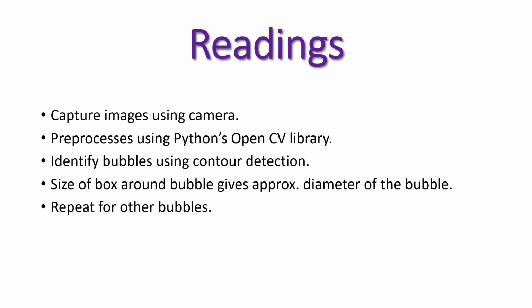Now, when the bubble formation starts, pictures are taken using a camera to determine the bubble size. The captured images are pre-processed in Python's OpenCV library with cropping, edge detection, and thresholding. Using contour detection, we can identify the contours of bubbles, which will ultimately help us identify the bubbles. Small contours, that is small sized bubbles, can be neglected as noise. By measuring the size of the bounding box around each bubble, we can measure the diameter of a bubble. Then the same process is repeated for all the captured images.